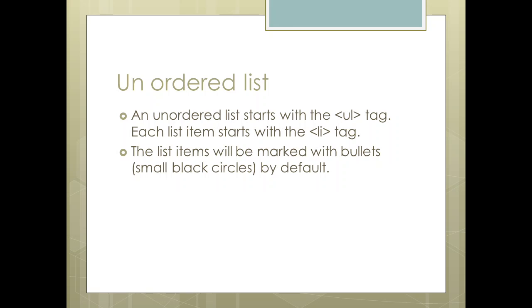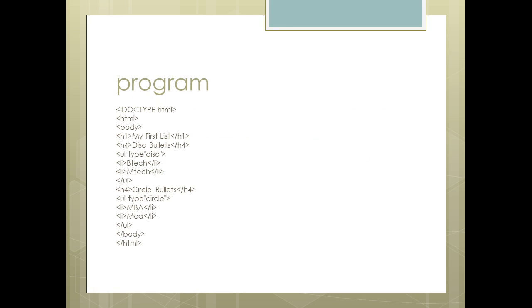Okay, now we are moving on to the unordered list. An unordered list starts with the ul tag, and each item starts with the li tag. This list is marked with bullets, which are small black circles, small dots. We can create the bullet list in three flavors: square, disc, and circle. By default, most web browsers traditionally use the filled disc.